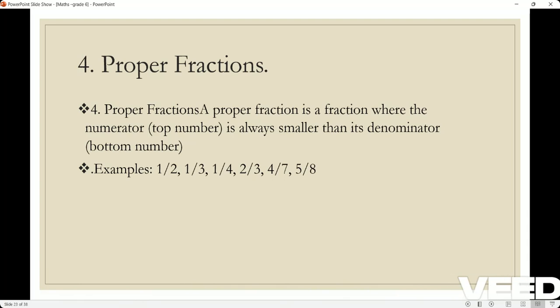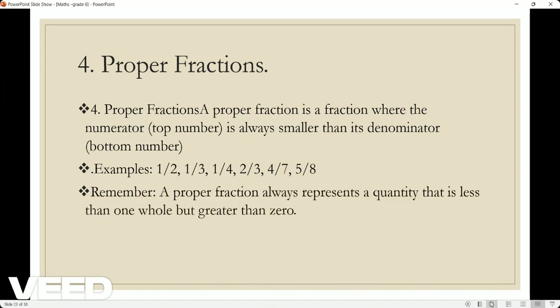Just remember this definition I told you. In a proper fraction, the numerator is always smaller than the denominator. So you have to remember the numerator means the top number and the denominator is the bottom number. So next, let's see what we have to learn.